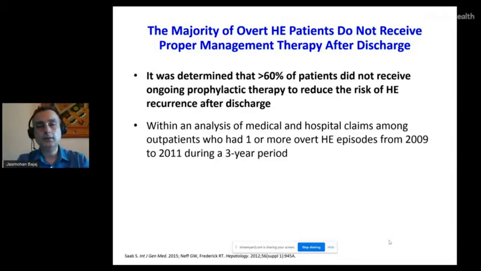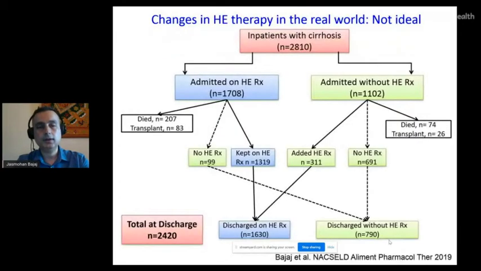So these were all patients in the United States. But what about tertiary care centers? In this study from NACSL, which we know is a 14-center study group across the United States and Canada, we took all inpatients with cirrhosis, and we found that 1708 were admitted on hepatic encephalopathy therapy. And you can see, out of the 1708, 99 were actually discharged without it.